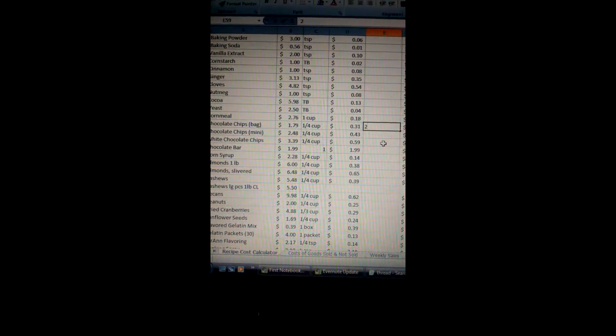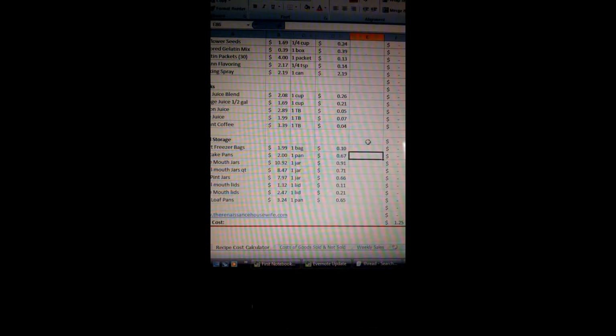And you'll just go down through all of the ingredients for your recipe. Say you use some chocolate chips, half a cup of chocolate chips, and then at the very bottom I also have the packaging. So let's say you used a cake pan for this. And then here it will give you a total for your recipe.